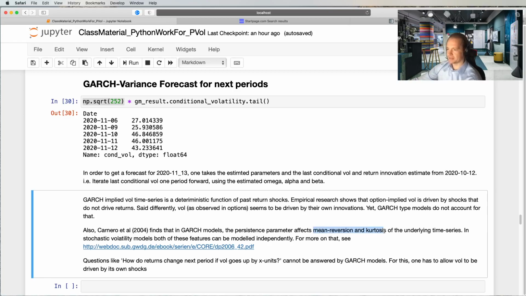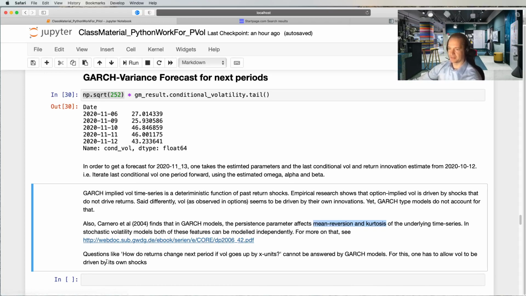The point is, you can have a time series which reverts fast, but still have excess kurtosis. And apparently in the GARCH, you cannot separate these two features of the data separately, but only jointly. And the stochastic vol model allows us to disentangle these features.